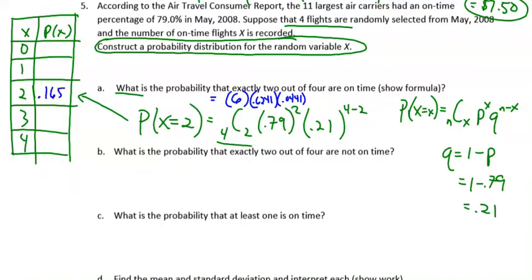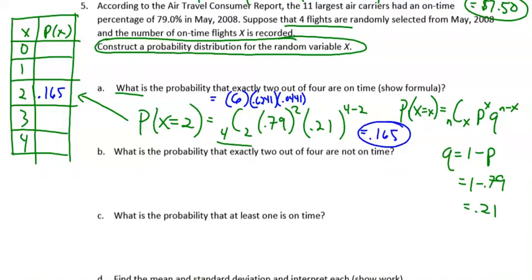165. And that's the answer to question A, 0.165. Okay, so let's see. I don't want to do all these. I don't want to make this video too long. I'll post the rest of these answers.